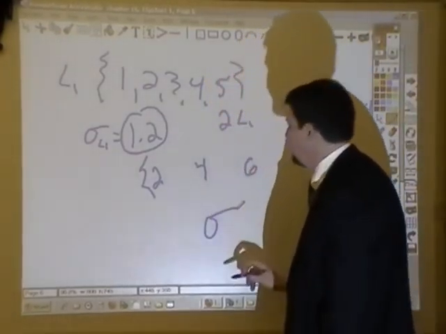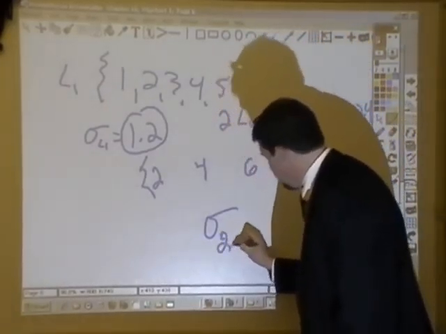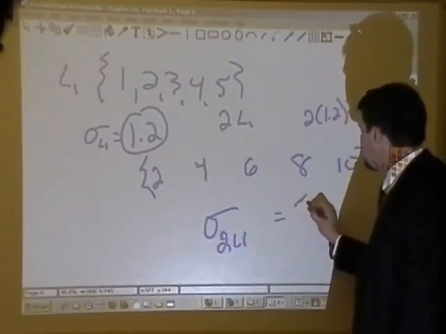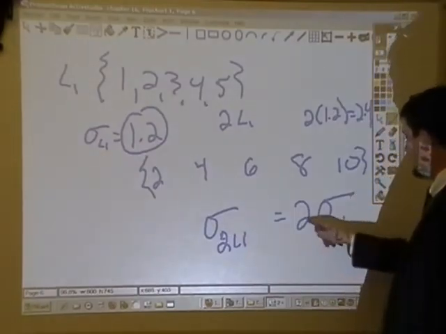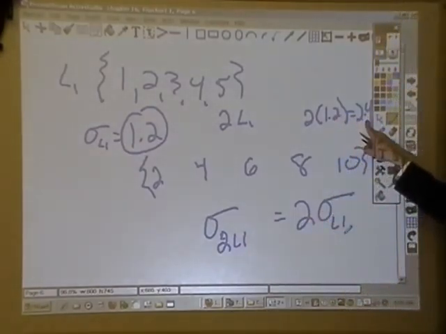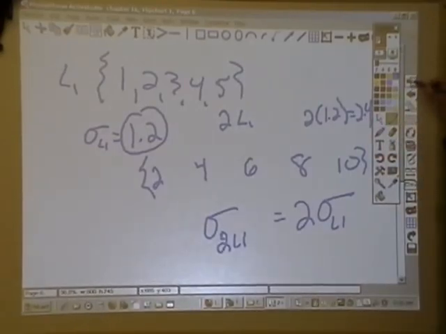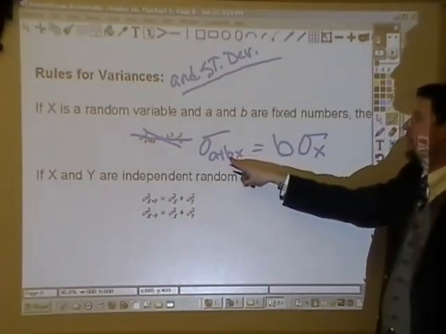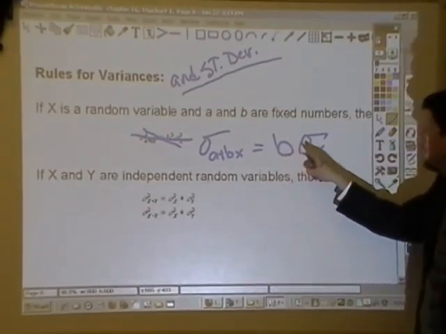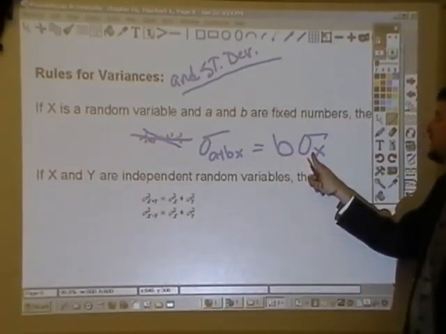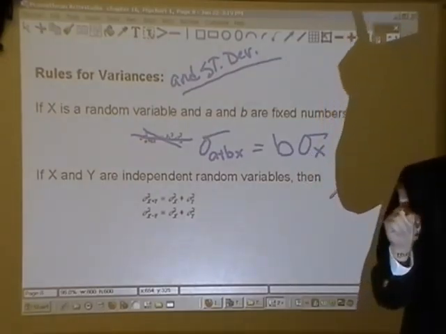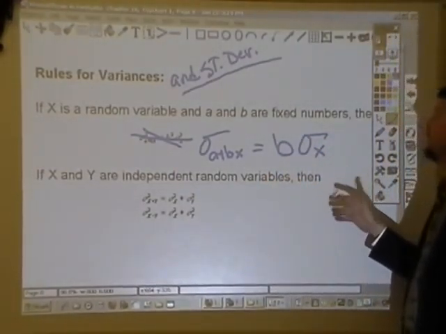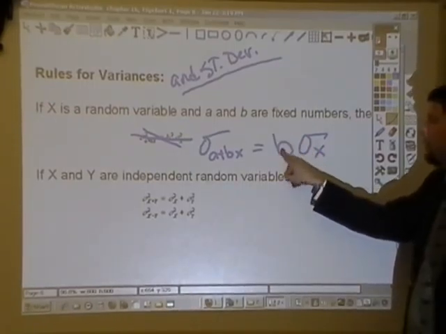So when I want to find the standard deviation of 2 times L1, all I have to do is take that constant, that multiplier, and say this is 2 times the standard deviation of L1. 2 times 1.2 was 2.4. That's exactly what this is saying right here. I'm multiplying the distribution of x by the constant b, so my standard deviation is b times the standard deviation of the distribution. So standard deviation changes by the multiplication but not by the addition. That means the standard deviation changes by the multiplier but not by the addifier.